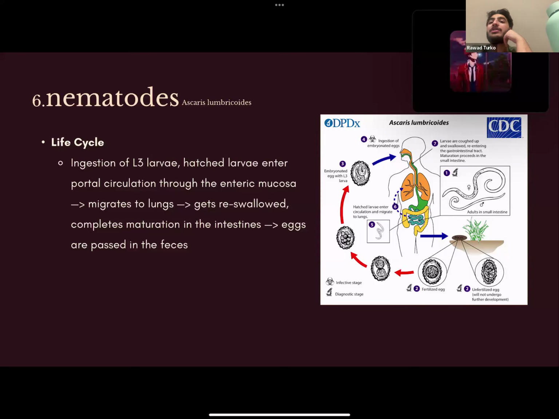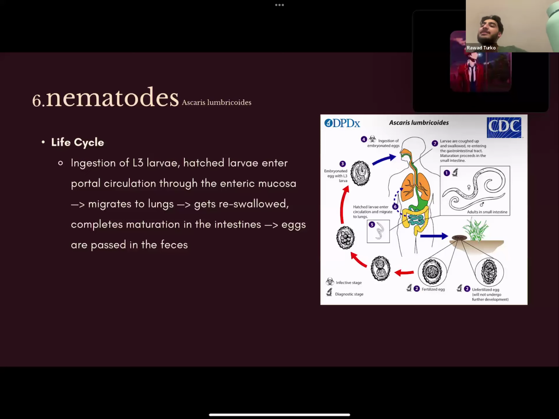And then the hatched larva enters the portal circulation through the enteric mucosa. So again, you're going to ingest these eggs. They're going to go down into your GI tract. And then the hatched larvae are going to enter the portal circulation through the enteric mucosa. So they're going to invade your mucosa, and then migrate to the lungs. It's going to be re-swallowed, and then finally finish its maturation inside of the intestines. And they're going to pass off these eggs in the feces. Okay? So that's your Ascaris.